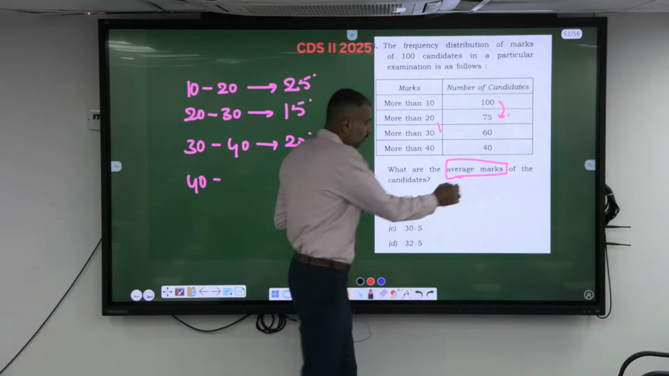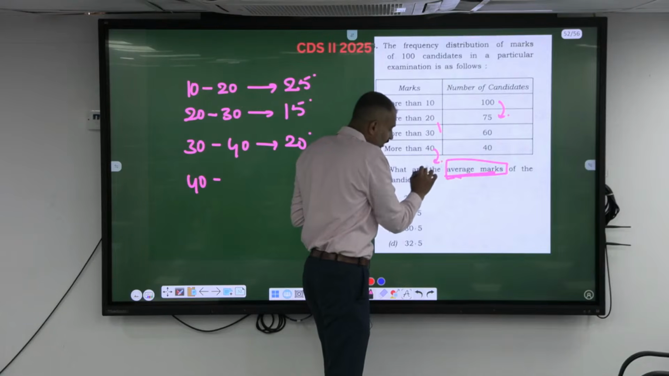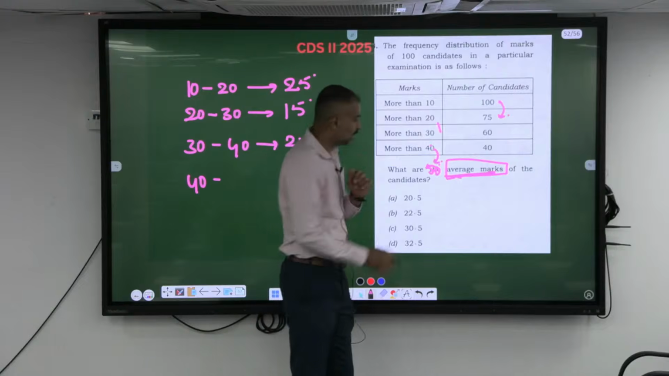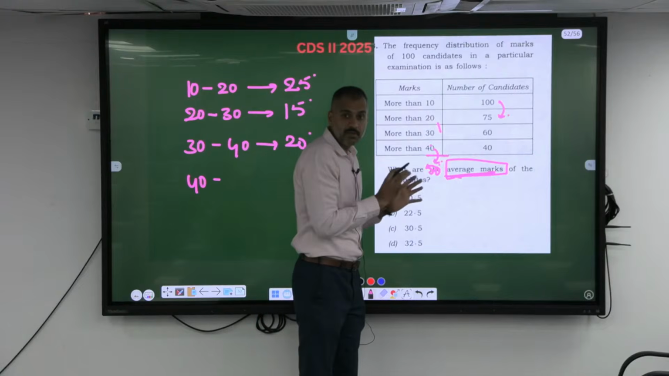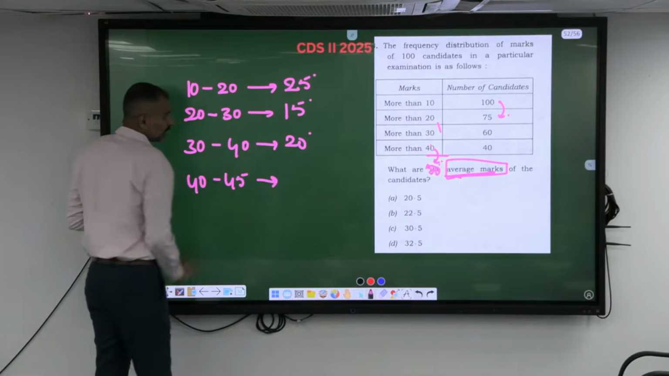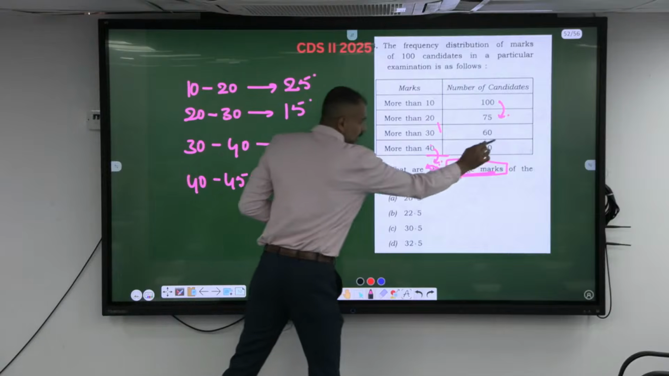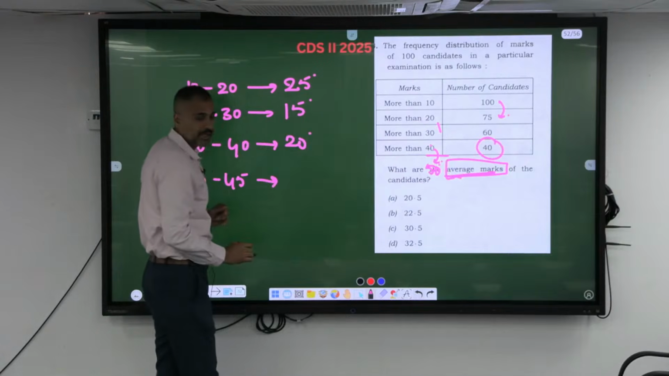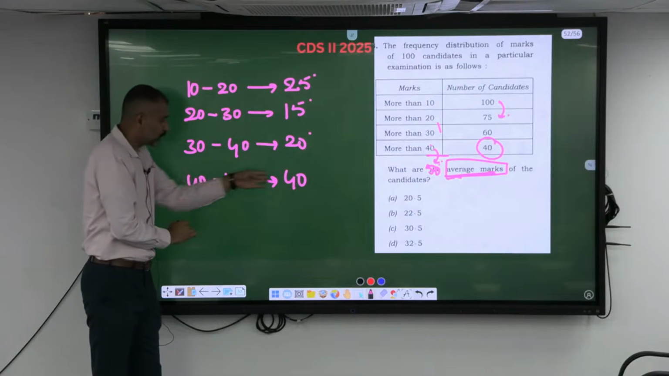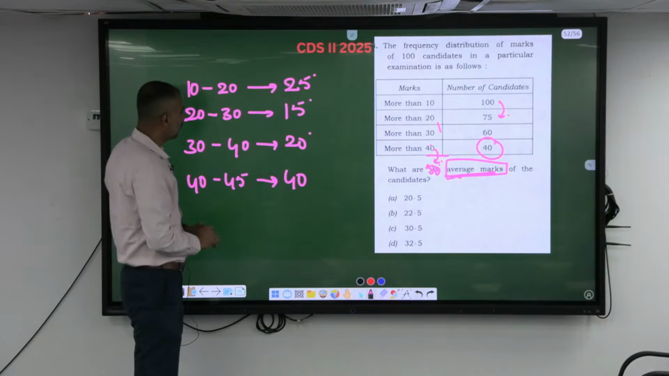Always when it comes to the mean, average marks, assume the middle value of the next interval. We don't know whether it's a 40 or 50. Always in that case, the middle value has to be assumed, which is 45. So how many will be there? Consider this as the 40, because more than 40, there are 40 only, right? Agree? Now, how to measure the mean here?